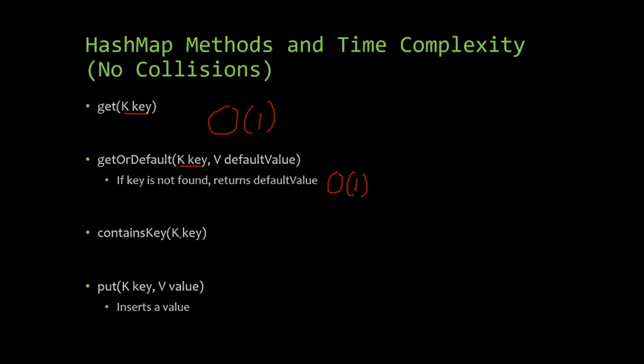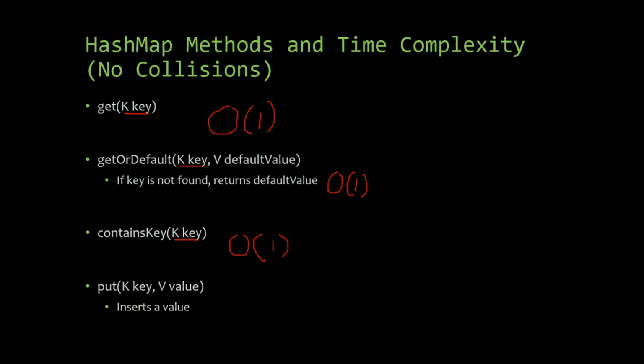What about containsKey? Well, same thing with get. All we do is convert the key to a hash code and check if that hash code has a value with it. If it doesn't, we return false, and if it does, we return true. So same thing as get, its time complexity is constant.